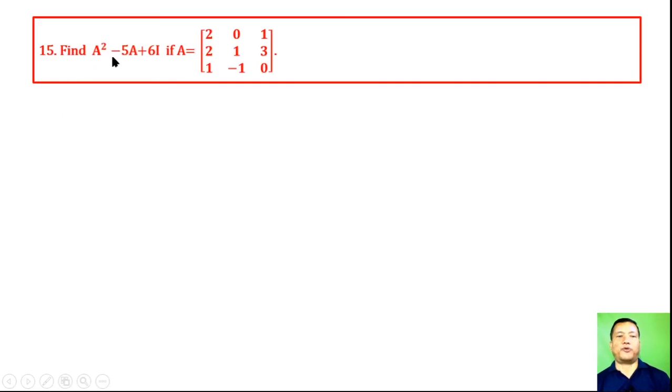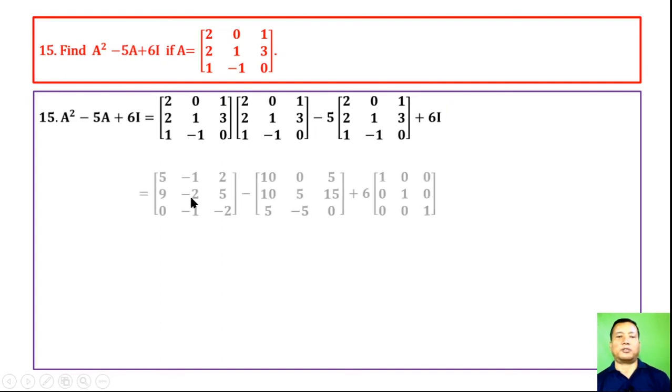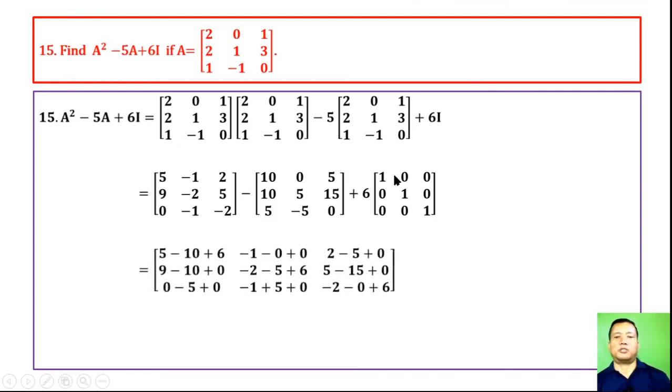Question number 15. A square minus 5A plus 6I, if A equals this. Let us prove the left hand side. A square means A into A, we multiply the A matrix with itself. Then minus 5A, we substitute the value of A. I is the unit matrix, identity matrix of third order. We get the product, then 6 times I, the unit matrix of third order. Then we add and subtract the matrices and lastly we get the result.